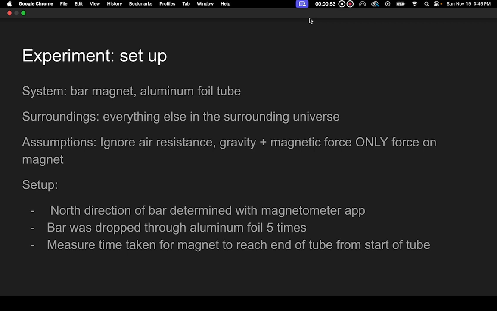First, I used the magnetometer app to determine the north direction of the bar magnet, and then the magnet was dropped through the aluminum foil tube 5 times. For each of those 5 trials, I measured the time taken for the magnet to travel from the start of the tube to the end of the tube.